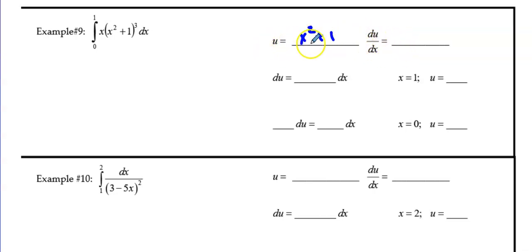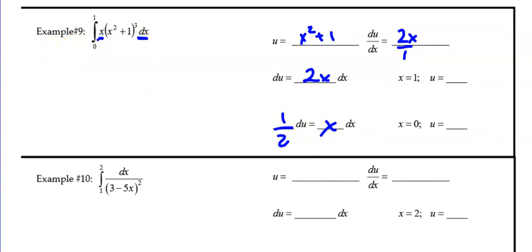If we take the derivative of this implicitly, we get du over dx, just like we would get dy over dx. And this is going to be 2x, and the dx's are just going to cancel out, so we don't really care about that. Then we cross multiply, and we get du is equal to 2x dx. So you can see that we have the x and we have the dx, and we have to get rid of the 2. So we divide both sides by 2, and now x dx is equal to 1/2 du.